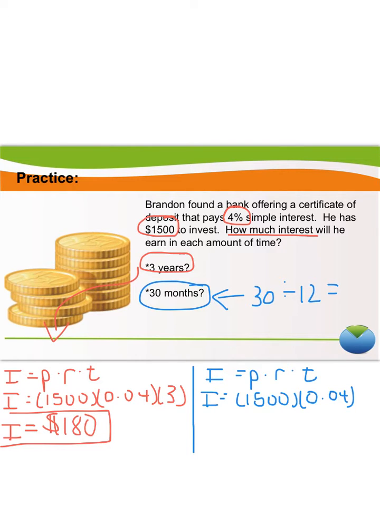So go ahead and do that for me. Take 30 divided by 12. I'll wait. And I think what you're going to end up with is 2.5 years. So down here, we're going to put in 2.5 years. All right, that's the only difference. So pick up your calculator and take 1,500 times 0.04 times 2.5. And the interest he would earn in 30 months is $150.